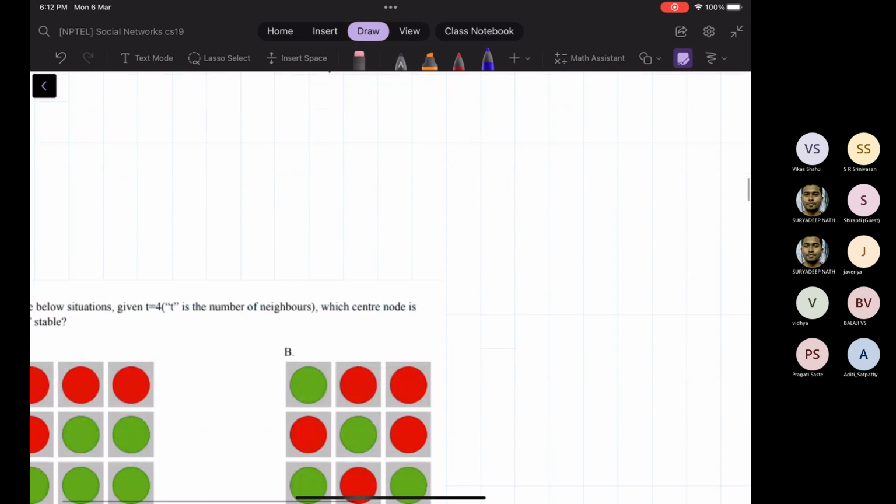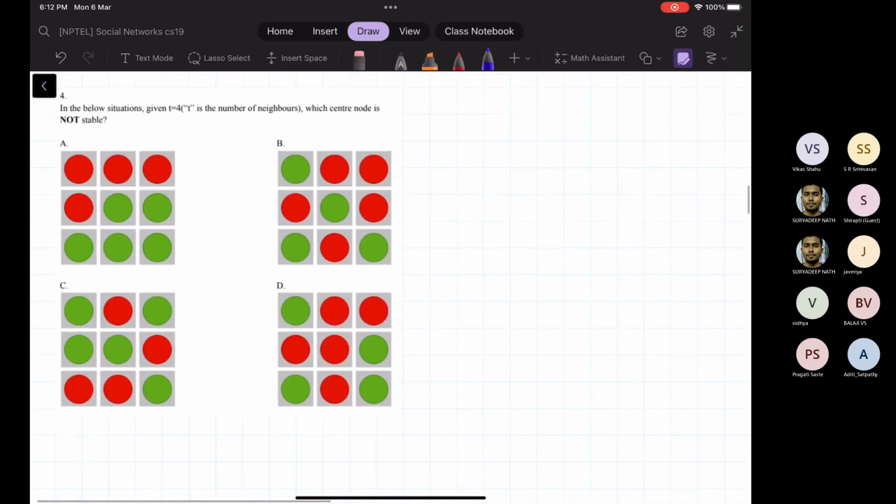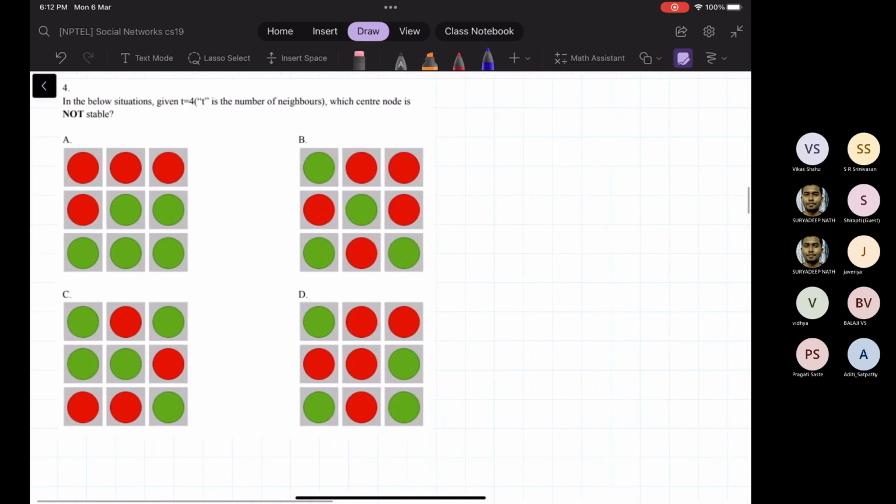All right, moving on to the next question. In question 4, it is said that in the below situation, so you have 4 situations, and tolerance is given as t equal to 4, that is the number of favorable neighbors, the similar type neighbors. Which center node is not stable? Tolerance is basically similar neighbors. Now we'll look into the center node in each case.